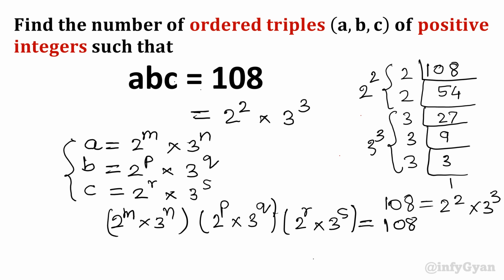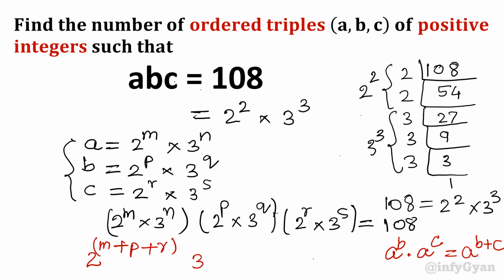Now by the property of exponents, a raised to the power b times a raised to the power c, we can add the exponents, b plus c. So this equation will convert into 2 raised to the power m plus p plus r into 3 raised to the power n plus q plus s, equal to 2 squared into 3 cubed.